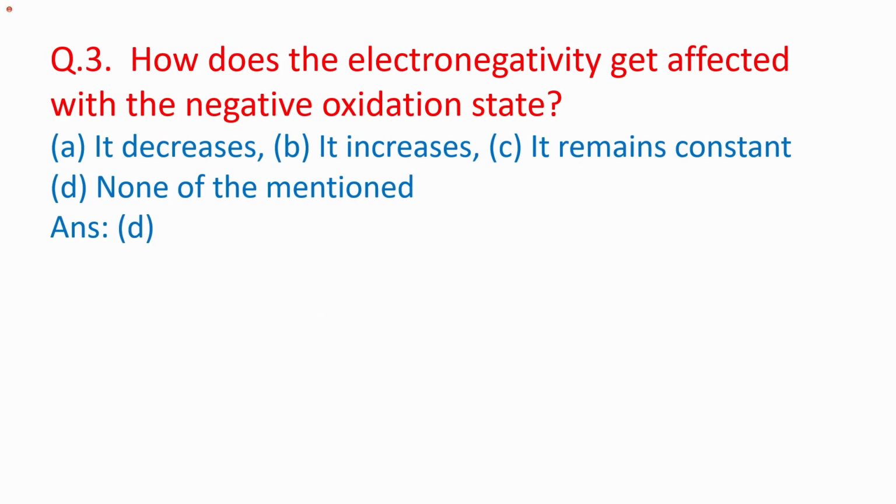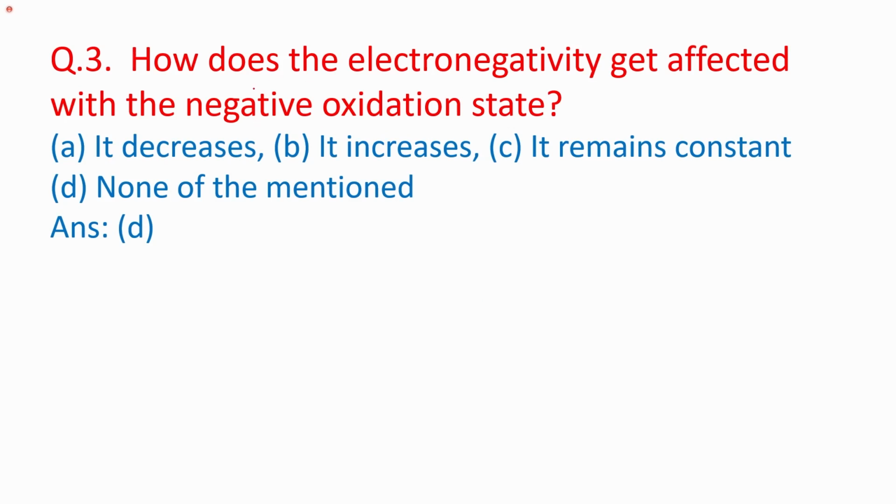Now we can go to an example where we can see what kind of negative oxidation states are available in organic chemistry. Then we'll go to why it is none of the above. Why is it not decreasing? Why is it not increasing? It remains constant for the mentioned atom. But the question is important. Why is the question important?